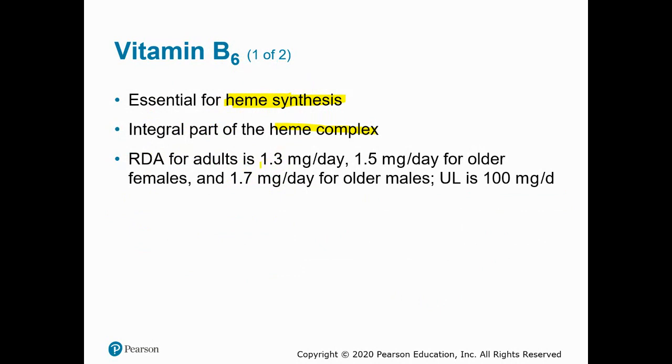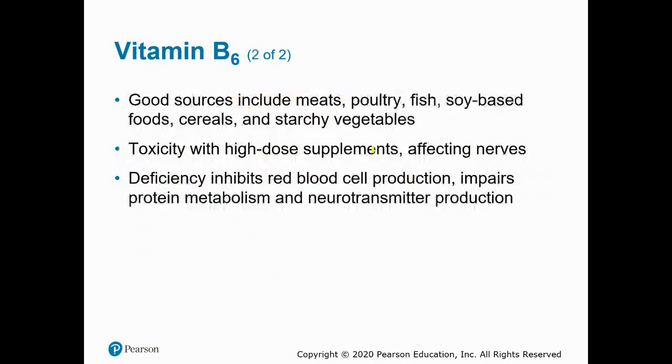complex. RDA for adults is 1.3 mg per day, and again, as we age, the RDA will go up. Again, usually associated with decreased absorption as we age. So take in more with the hopes that you absorb more. B6, let's see, food sources would be meat, poultry, fish, also soybeans and any soy-based products. Starchy vegetables can be a source, and then again, whole grains or fortified cereals. We do see toxic effects, especially with supplementation, and that seems to have most prominent effect on our nervous system.